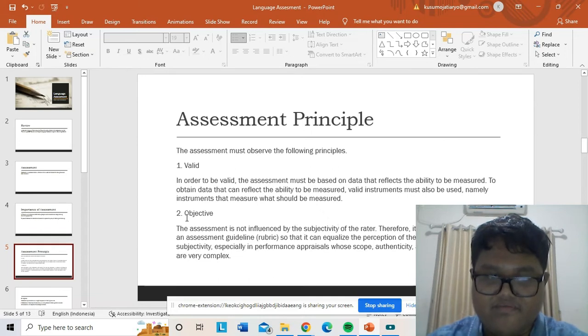The second is objective. The assessment is not influenced by the subjectivity of the reader. Therefore, it is necessary to formulate an assessment guideline or rubric so that it can equalize the perception of the appraisers and minimize subjectivity, especially in performance appraisals. Whole scope, authenticity, and assessment criteria are very complex.